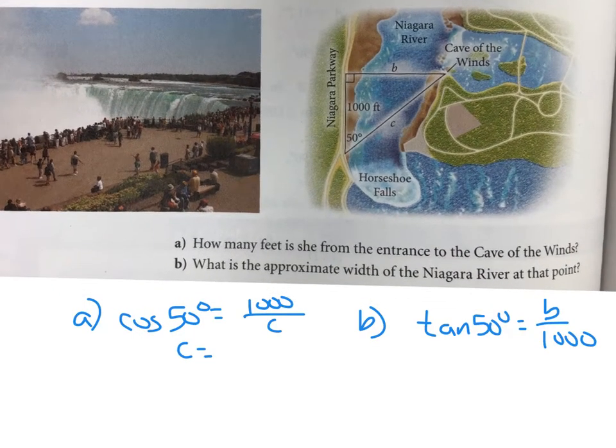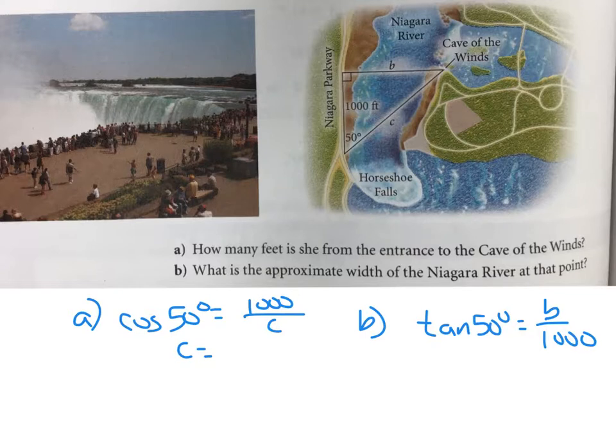Okay, so here's the picture of where she is. I'll draw on it. She's walked this way. All right, here's the entrance she's looking at. That's the entrance to the Cave of the Winds. And she's walked 1,000 feet, and the angle right there, I hope you can see, is 50. So part A says how many feet is she away from the entrance. So that's asking you for side C, the straight line distance from where she is to the cave.